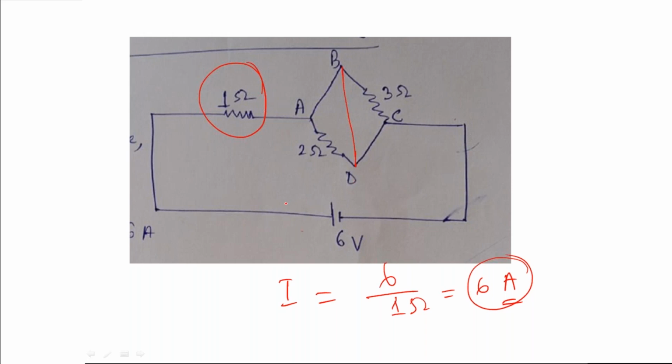Then what is the power dissipated in this circuit? There are resistors, right? What is the power dissipation through them? Power dissipation through the 2 ohm and 3 ohm will be 0, because current is not flowing through them. And what will be the power dissipation through this 1 ohm? Power dissipation will be I square R. R is 1 ohm, I is 6, so it will be 36 watt. So the power dissipation will be only through the 1 ohm resistor.